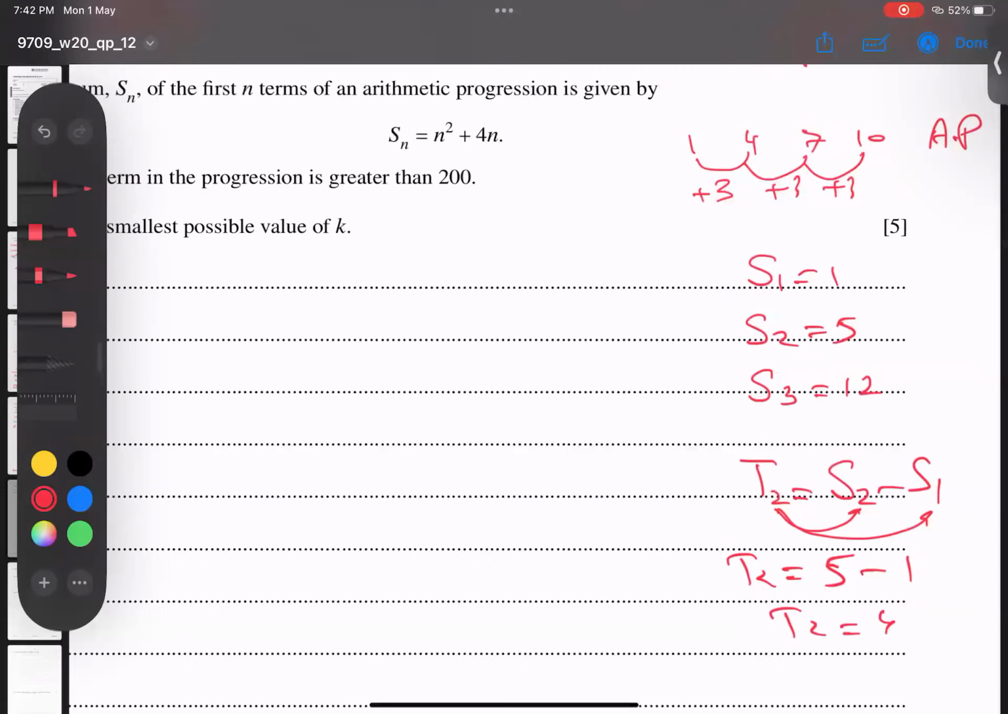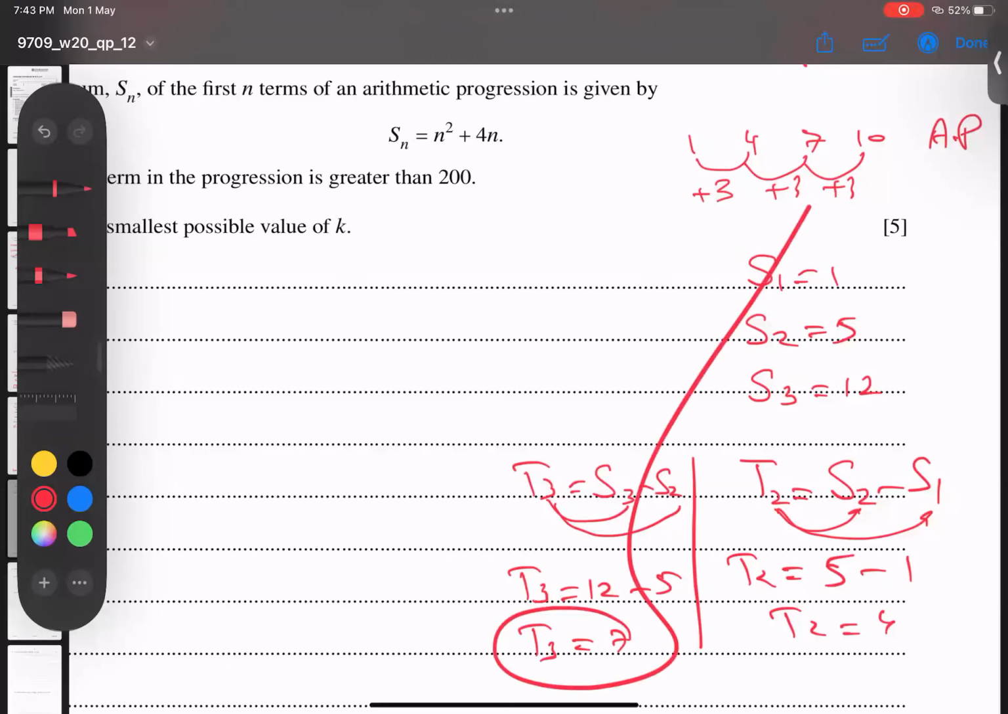Okay, hold on. With the same approach, what is the third term? The formula is S3 minus S2, because this number is always the same and this number is always 1 less. How do we get the third term? S3 is 12, and S2 is 5. If I subtract them, Alhamdulillah Rabbil Alameen, I got 7, which is the third term. Check it, third term matches. So it means you got a formula.